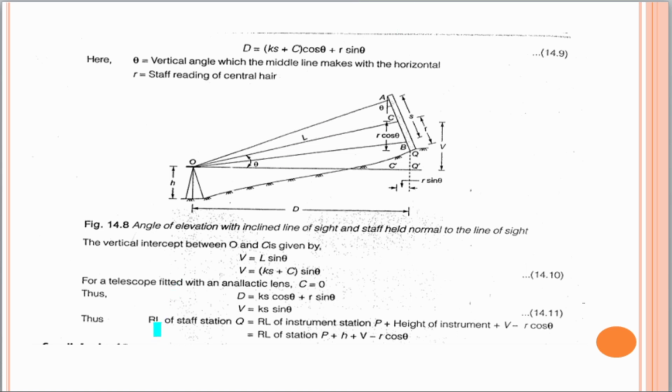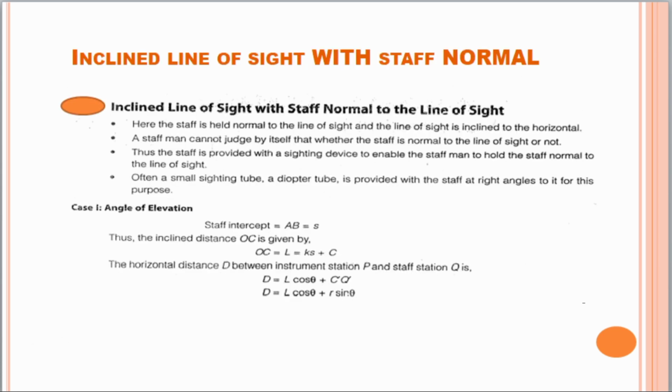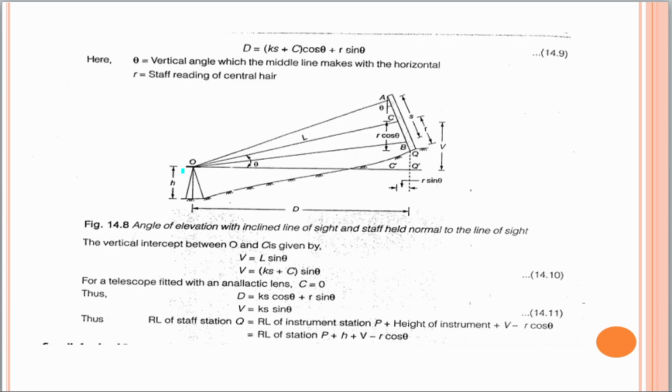This is the diagram of when the staff is held normal, and the first case is the angle of elevation. Here we have the angle of elevation where the staff is held normal to the line of sight. The 90 degrees is found where the C is. This is where the staff is held normal.